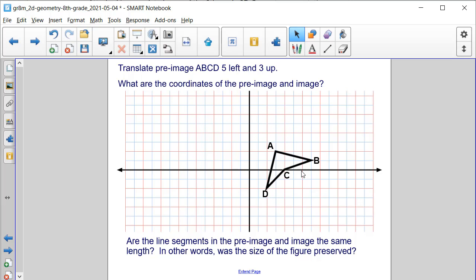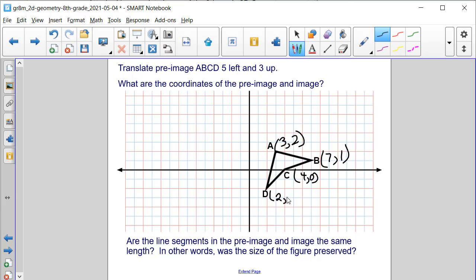Now let's try to translate quadrilateral ABCD to the left 5 units and up 3 units. And we'll begin by writing in the coordinates of our pre-image. So point A is at 3, 2. Point B is at 7, 1. Point C is at 4, 0. And point D is at 2, -2.